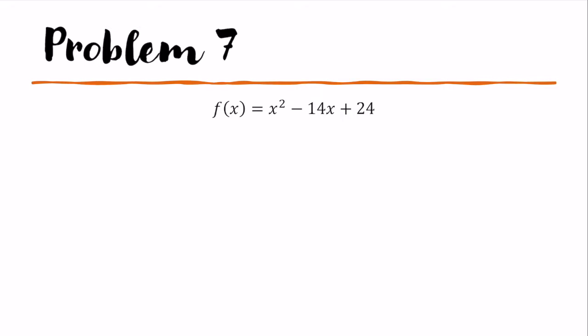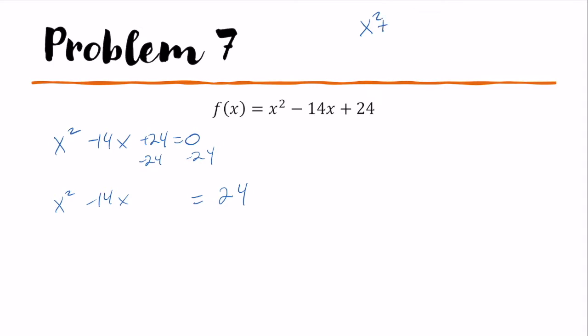So I have to set this equal to 0. That's our first step for completing the square. The next thing I want to do is go ahead and move 24 to the other side. So I've got x squared minus 14x equals 24. Now here's the key for completing the square.